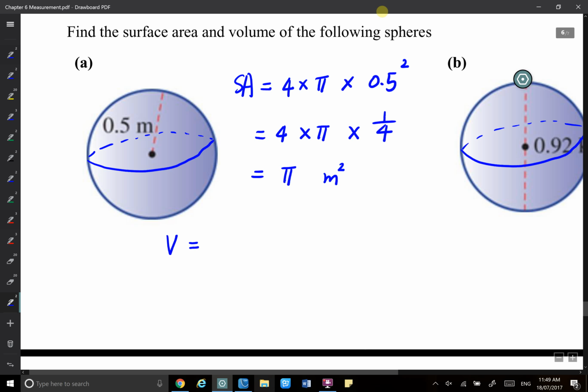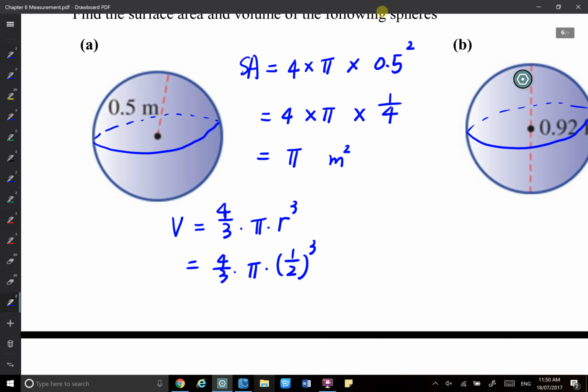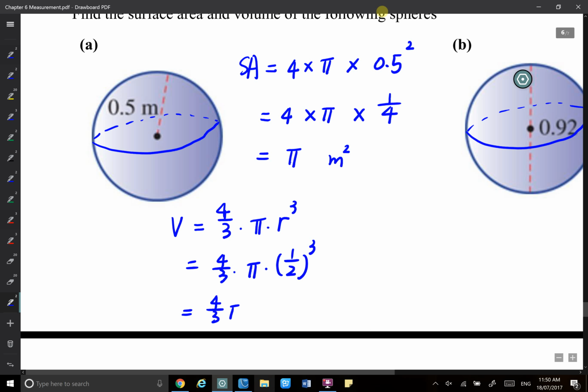Okay, volume is 4 over 3 pi r cubed. So that's 4 over 3 pi times a half cubed. That's 4 over 3 pi times 1 on 8. This 4 becomes 1, this 8 becomes 2. That is pi over 6 meters cubed.